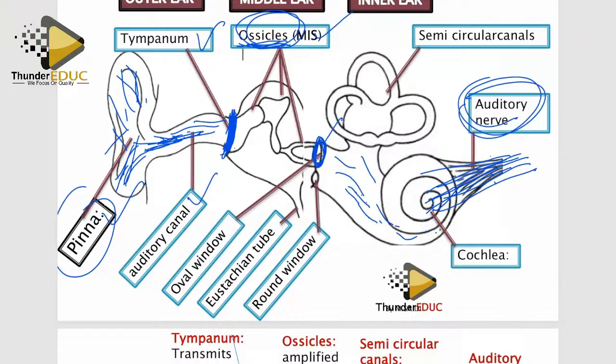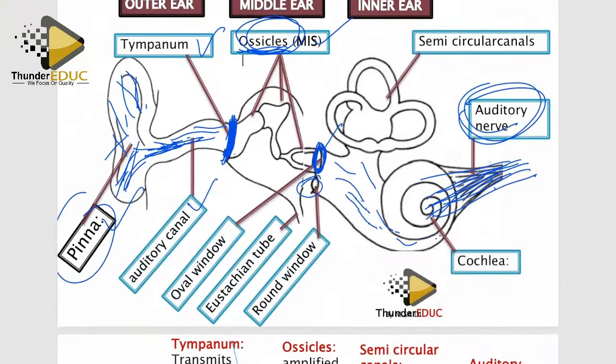That's it. We have some parts which we have not talked about: the round window and the Eustachian tube. We can talk about them separately. The round window will absorb the excess pressure from the inner ear, or release the excess pressure from the inner ear, while the Eustachian tube will equalize pressure on either side of the tympanic membrane.